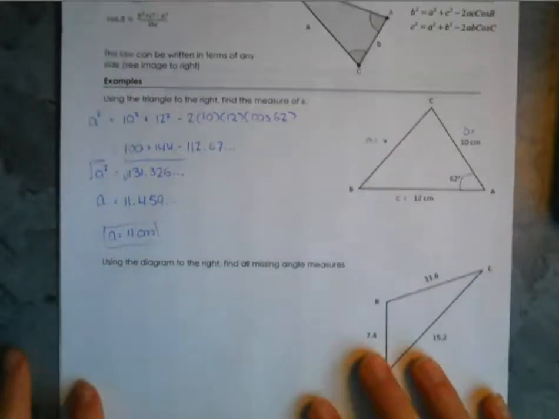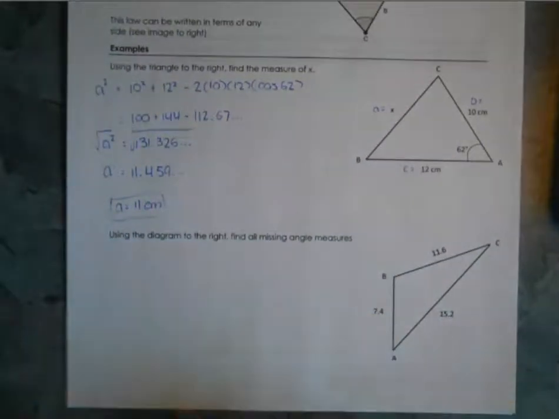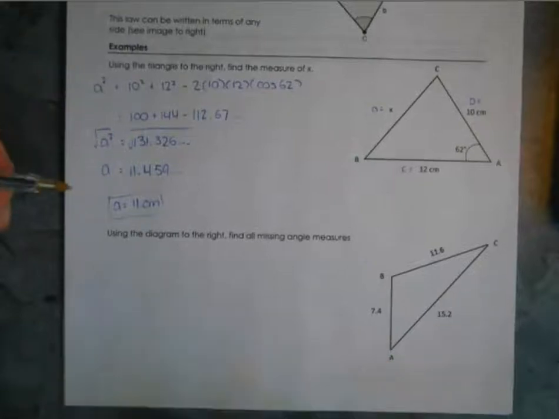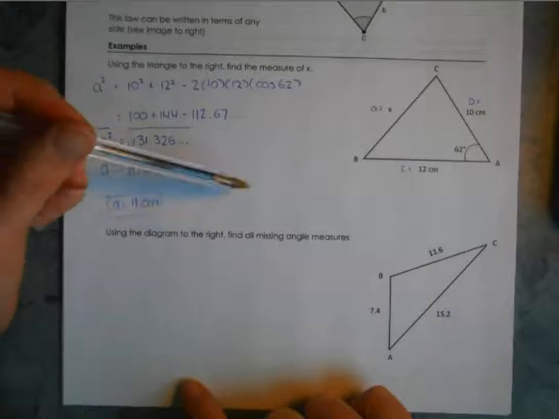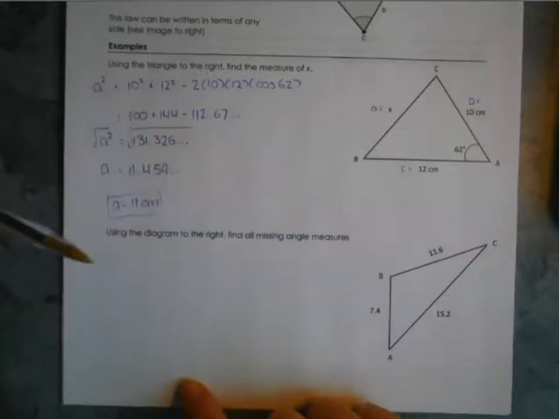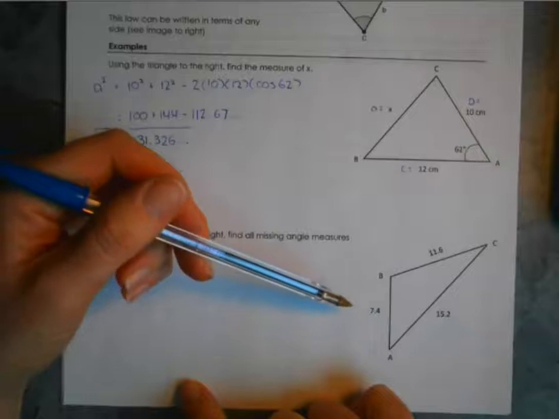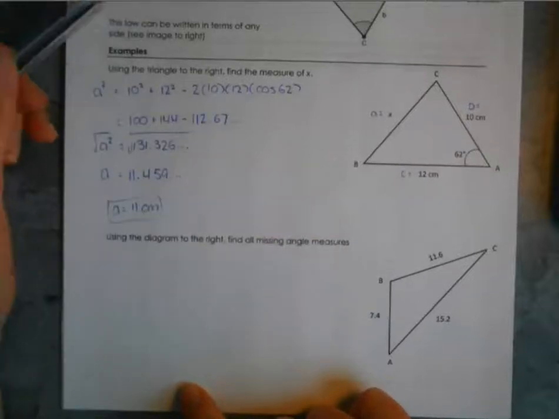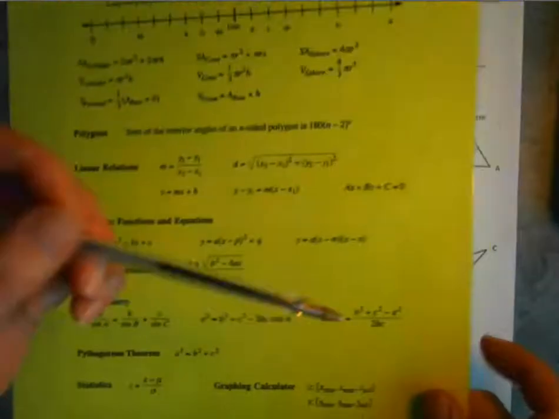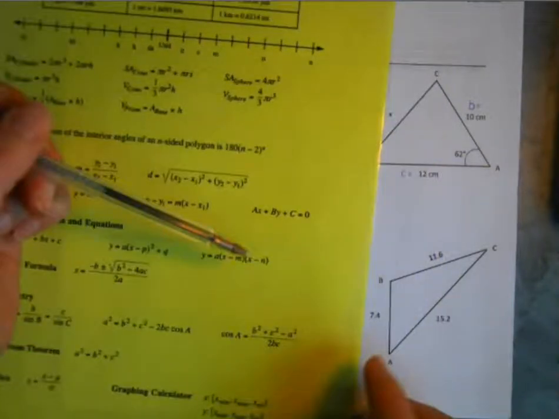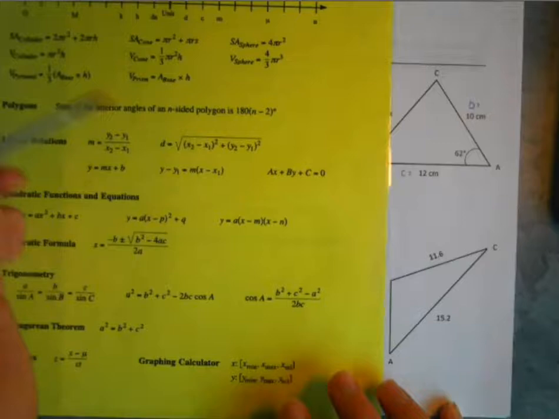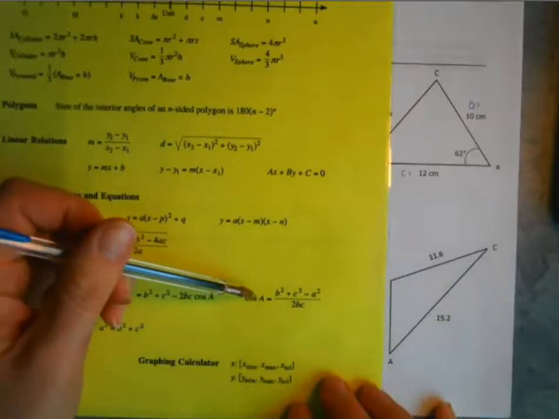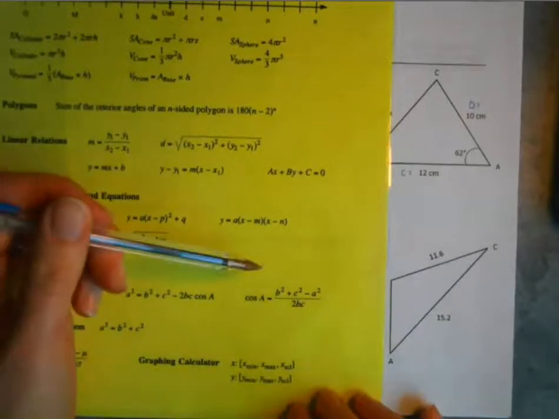Okay. So that's a really basic version of the cosine law. Now we're going to look at something a little more complex. It says, using the diagram to the right, find all missing angle measures. So we have multiple different sides, but we don't have any angles. So let's start out and see if we can use the first formula here for solving for angles. And what I mean by first is just the one that we're given, not where we're trying to manipulate it to solve for another one.